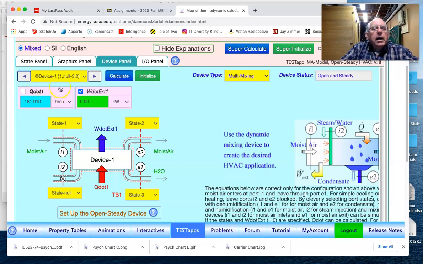Okay, this term here is called the latent heat, because it has to do with the latent heat of the water that has to be removed in order for condensation to occur. And this term here, which is just the heating of the moist air mixture, or the cooling in this case, is called the sensible heat. And so the sensible plus the latent equals the total.